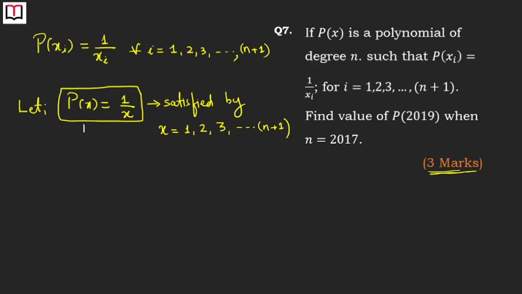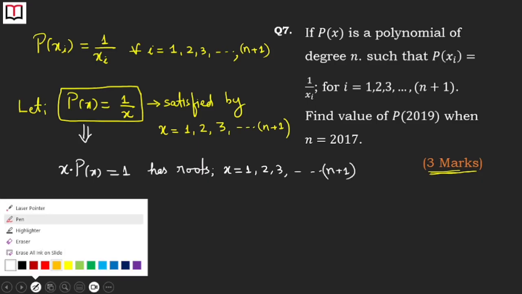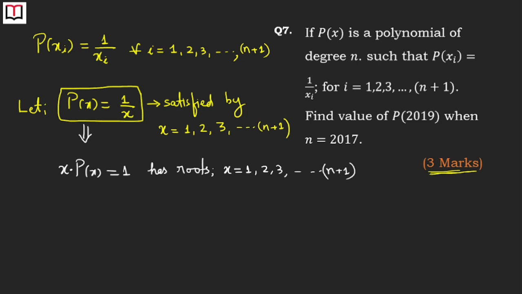So what do we know? This implies that this equation, which if I cross multiply gives us x times p of x is equal to 1, has n plus 1 roots, x equal to 1, 2, 3 and so on, and it's a polynomial equation. From your childhood you all know that if we know the roots of a polynomial, we can write it in factor form. So what can I write?